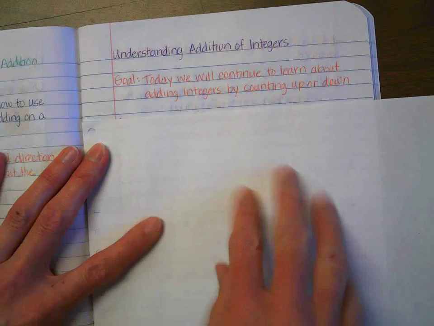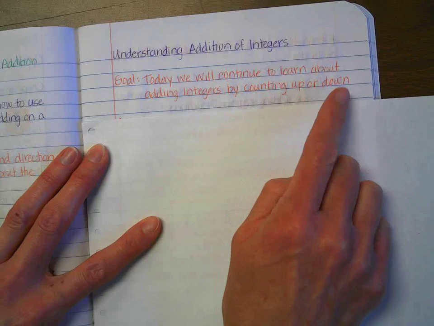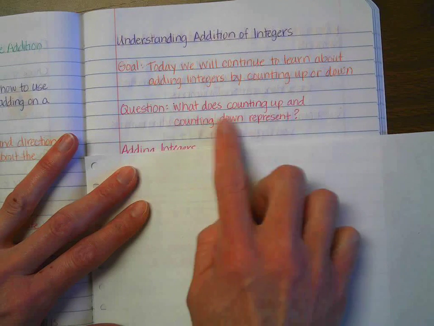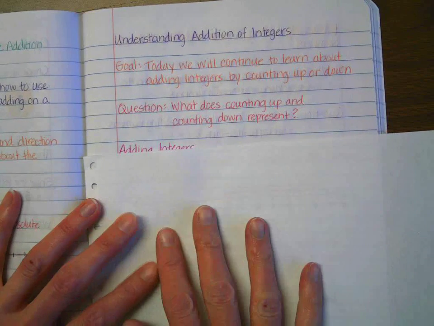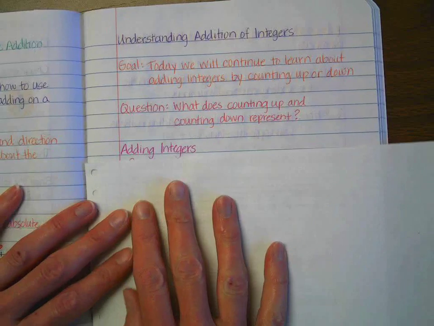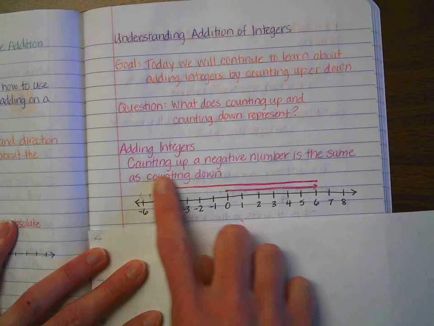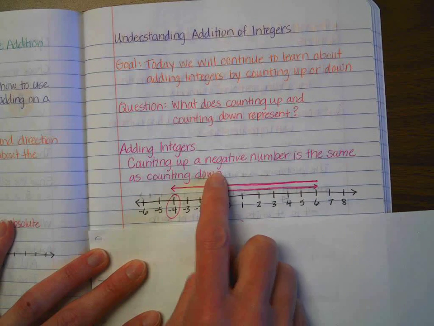Our goal for today is, today we will continue to learn about adding integers by counting up or down. Our question is, what does counting up and counting down represent? You should know this by now because we've talked about it a couple of times now. Adding integers. Counting up looks like this. So counting up a negative number is the same as counting down.